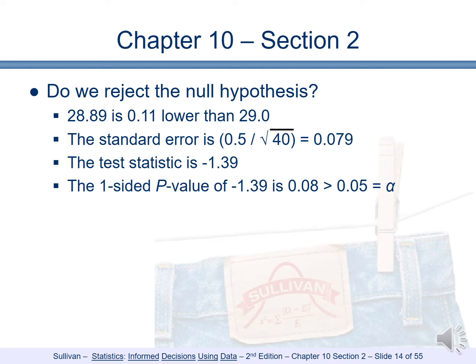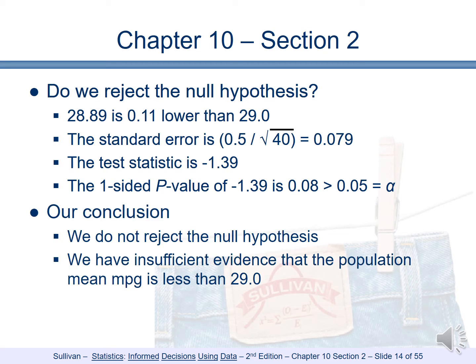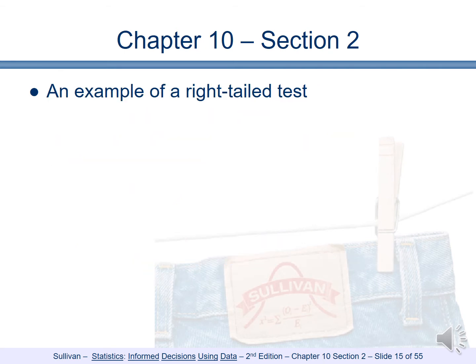0.08 is greater than 0.05, so what do we do? We do not reject. We do not have sufficient evidence, however you'd like to say it, that the population mean is less than 29 miles per gallon. Okay, here's a right-tailed test.